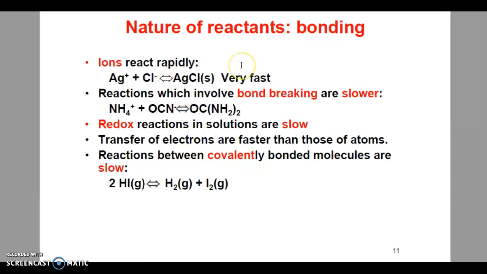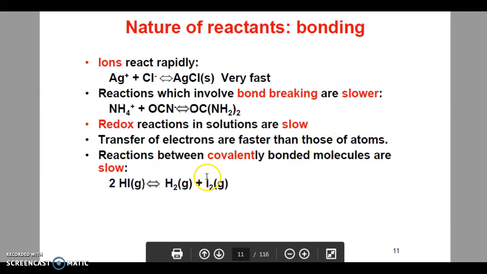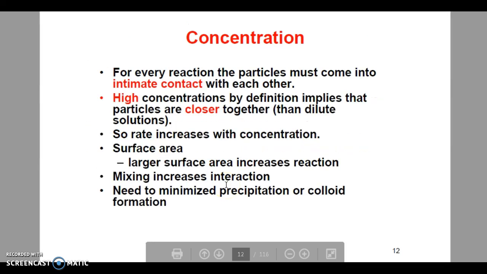Nature of reactants. Ions react rapidly. Reactions which involve bond breaking are slower, which can be seen in the examples given here. Redox titration reactions in solutions are slow. Transfer of electrons is faster than transfer of atoms. Reactions between covalently bonded molecules are slow, which is shown in this example.